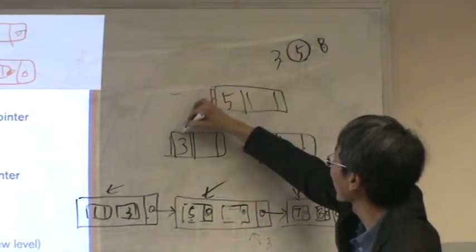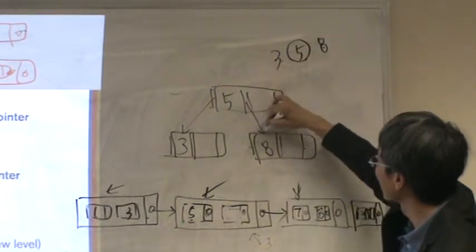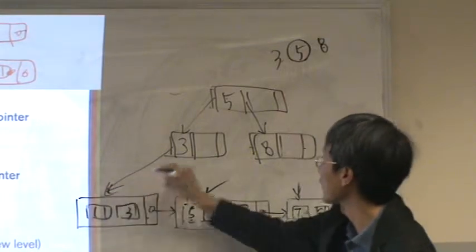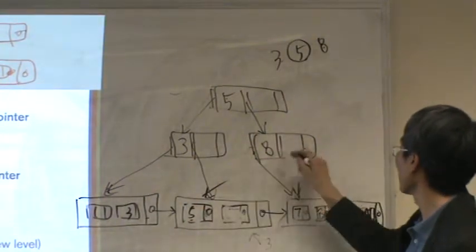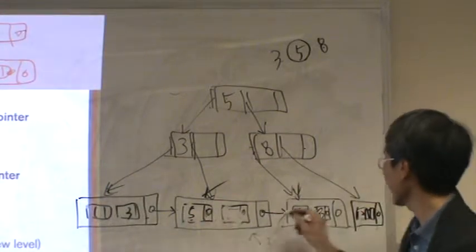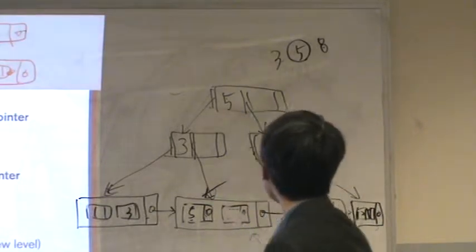So, finalize. Equal or less than 5 goes to here. Bigger than, equal or less than 3. Bigger than 3, equal or less than 5 goes to here. This one. This one. Don't forget the sibling pointer. Like this. Any questions so far?